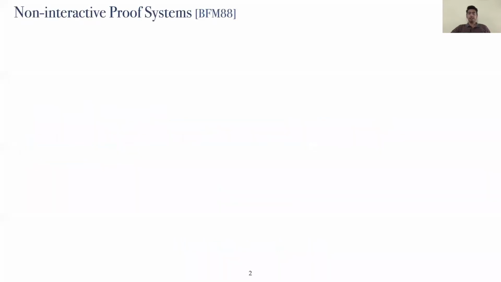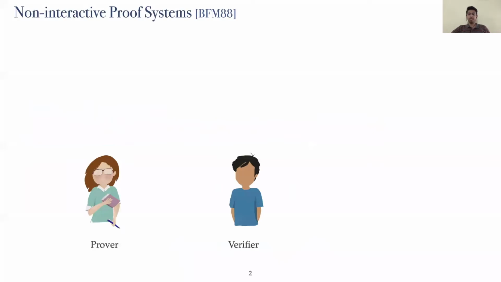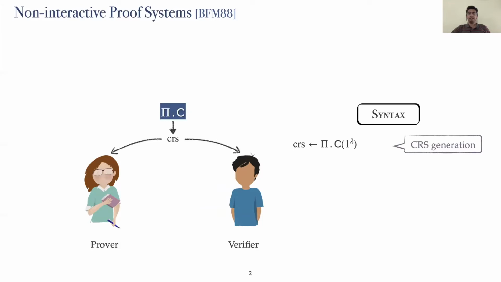We start by recalling non-interactive proof systems, which were first constructed by Blum, Feldman, and Micali in 1988 in the Common Reference String model. In the Common Reference String model, there are two parties called the prover and the verifier, and there's assumed to be a trusted setup algorithm that generates a common reference string and sends it to both parties. A relation is a function that takes as input the common reference string, a statement X, a witness W, and returns either true or false.